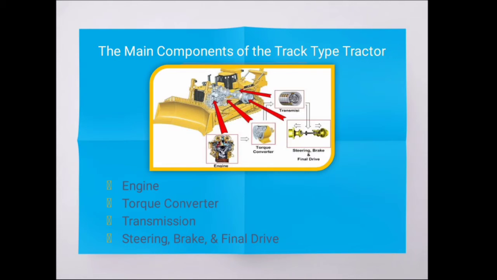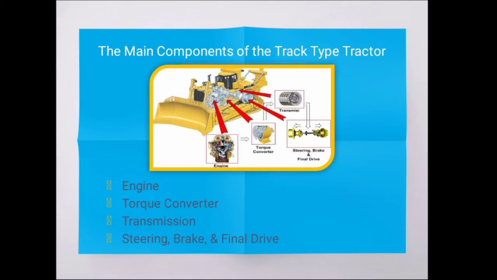Now I'd like to move on to the main components in the track type tractor. In order for a track type tractor to work properly, it is necessary to have a series of components that transmit power from the power source, which includes speed, torque, and directional control mechanism. The components that work together include the engine, torque converter, transmission, differential, and final drive. First, we will talk about the engine. The engine is the power production component according to the load carried by the machine.